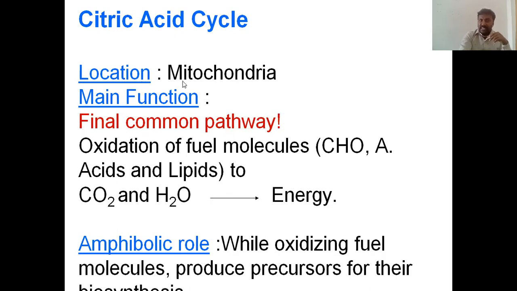The citric acid cycle takes place in the mitochondria. The citric acid cycle is a central pathway. Why is it called the central pathway? Carbohydrates, amino acids and lipids all finally enter into the citric acid cycle. That is why it is a central pathway for all carbohydrates, amino acids and lipids. Finally, it releases carbon dioxide and produces energy.